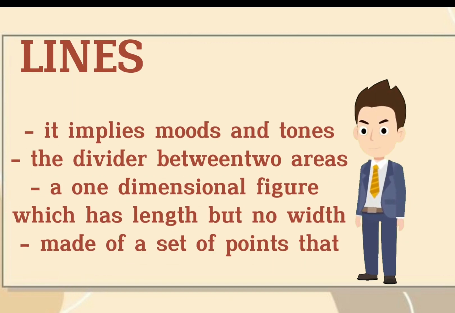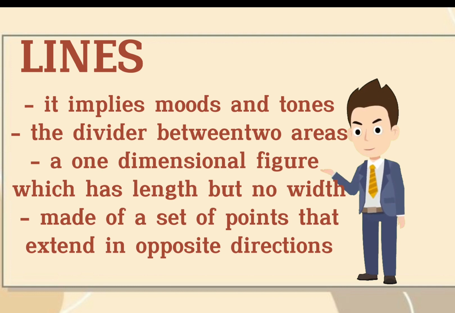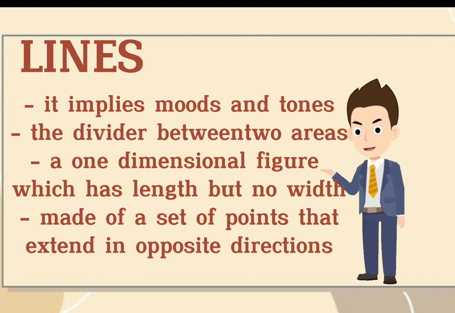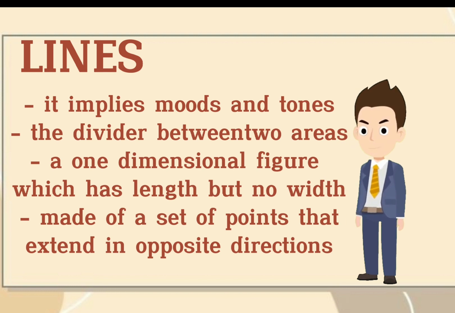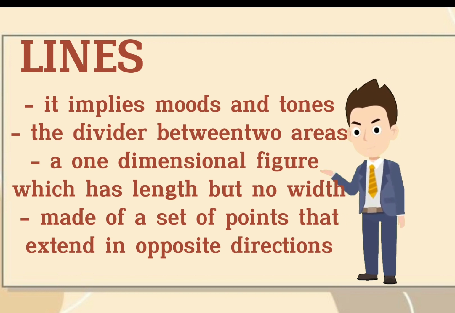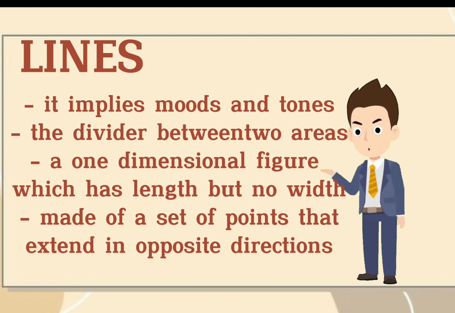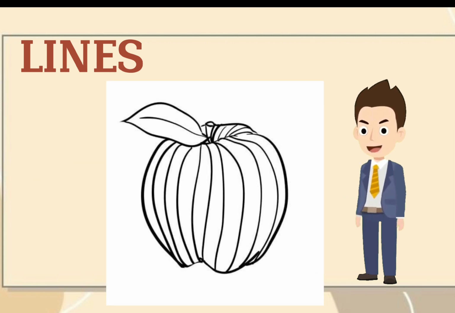Lines. It is a simplified mode and tone, and a divider between two areas. A line is a one-dimensional figure which has length but no width, and is made of a set of points that extend in opposite directions. Here are some examples.